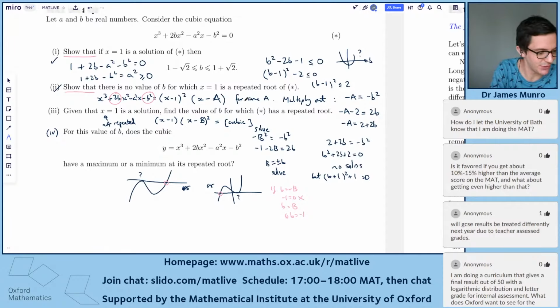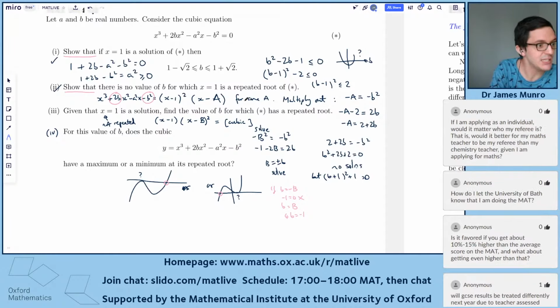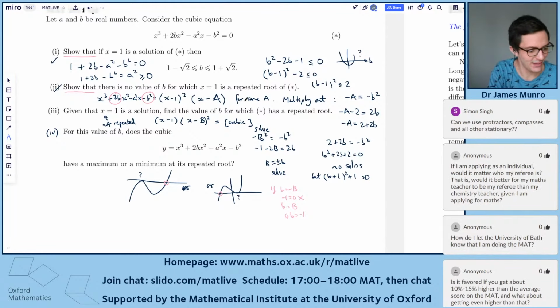Okay. Right. Good. If you're applying as an individual, does it matter who your referee is? There's advice from UCAS on this. It doesn't matter who it is, provided that they can comment on your academic potential and that they can predict grades for you, please. So yeah, there you go. They don't have to be your maths teacher. They don't have to be a teacher, but they can't be someone who knows you personally. And they can't be you.